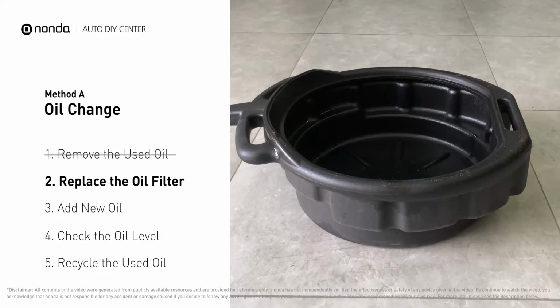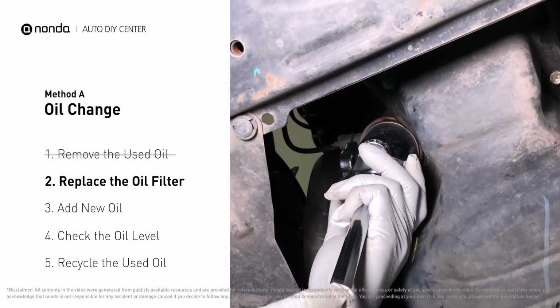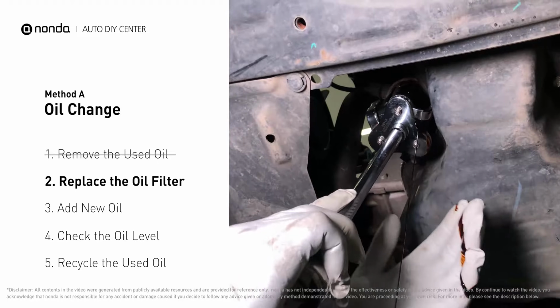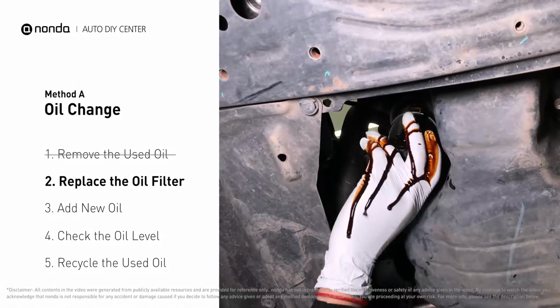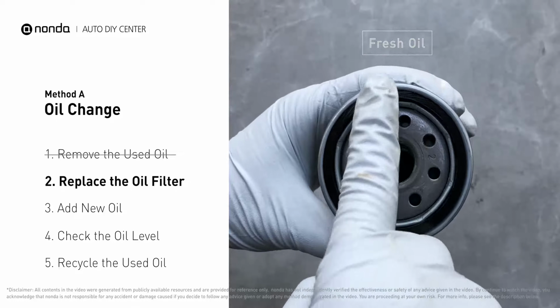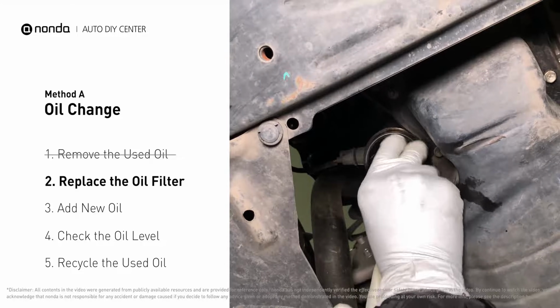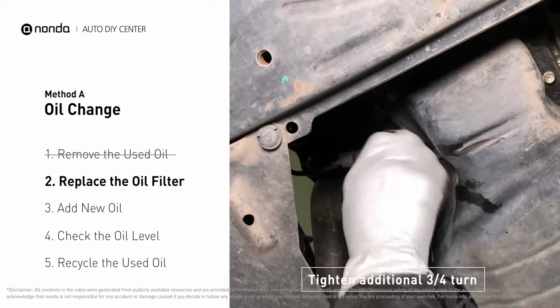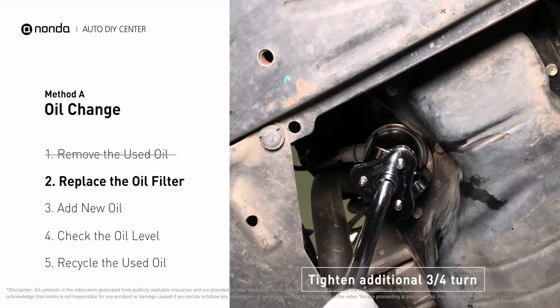Place the collection pan under the filter. There would be oil in the filter itself that could be hot, so it is important that the oil goes into the collection pan. Spread a bit of fresh oil evenly on the new filter's gasket. Then install the new oil filter. Tighten the filter additional 3/4 of a turn. Be sure not to over-tighten.